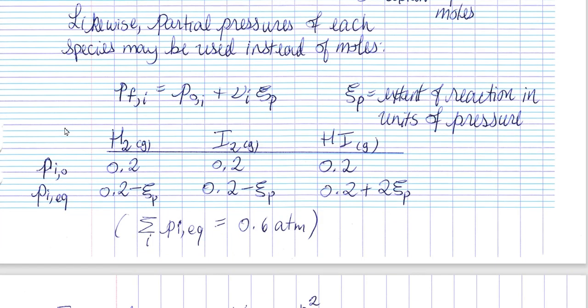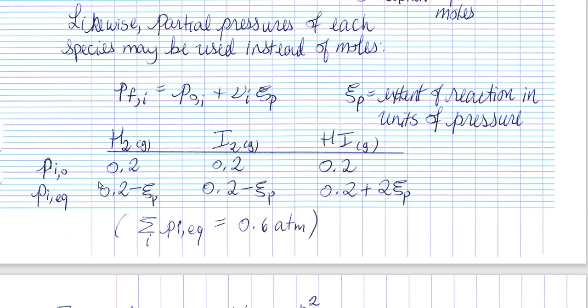And because the initial partial pressures were given, the mole table will be written in terms of species partial pressures. So we have initially the species partial pressures are all 0.2, and at equilibrium, which is the final state here, the species partial pressures are then for H2 0.2 minus extent, I2 0.2 minus extent, and HI 0.2 plus 2 times the extent.